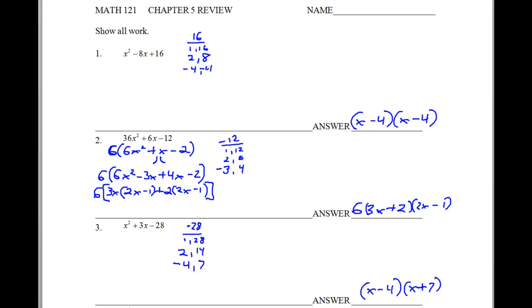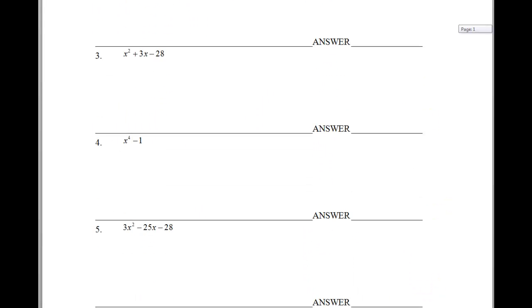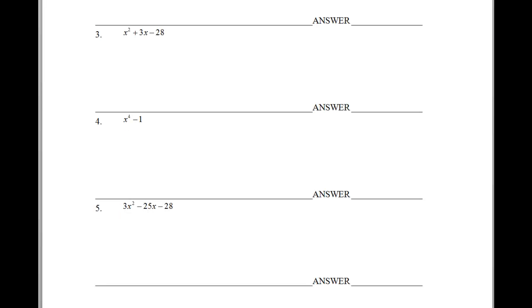Okay, now we're going to move to the next 2 problems here on this page, problems numbers 4 and 5. Okay, so in problem number 4, can we factor anything out of the problem? And the answer is no, we can't. So what we're going to do here is ask how many terms there are, and there are two terms in the problem.